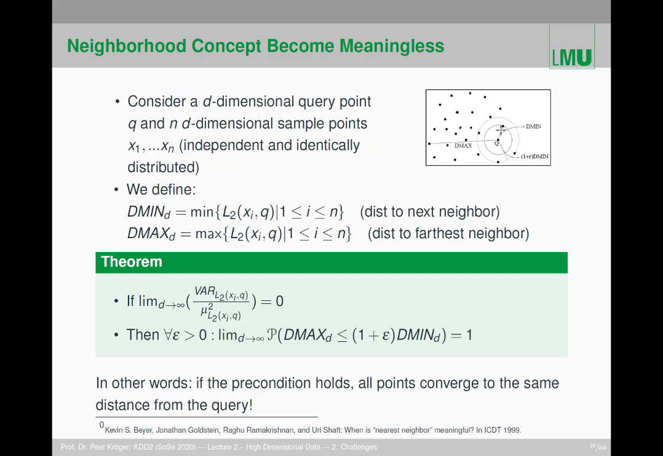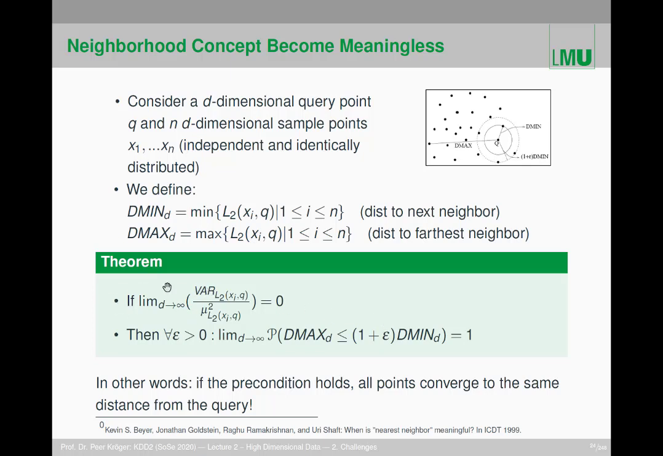So again, look at this one here. This is our query point. This is the nearest neighbor. D min is called, as before, the distance to the nearest neighbor, and d max is the distance to the farthest neighbor, so the point that is farthest away from Q in terms of the distance function. And we use the L2 norm here. And then there is the theorem.